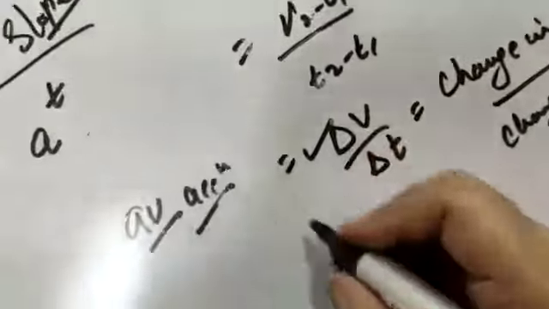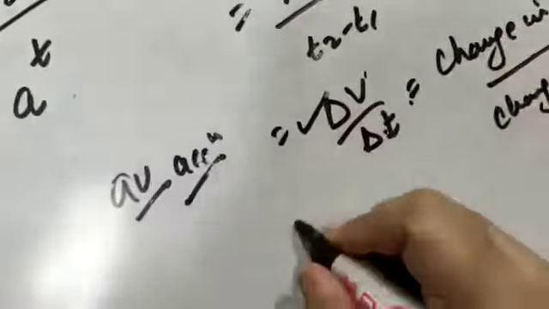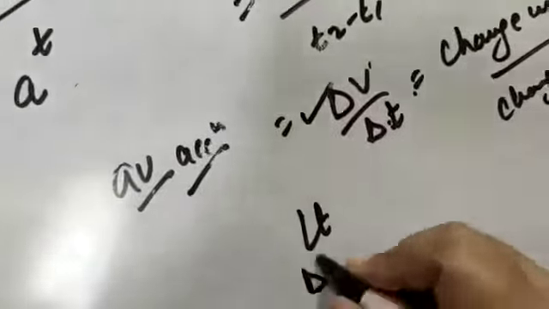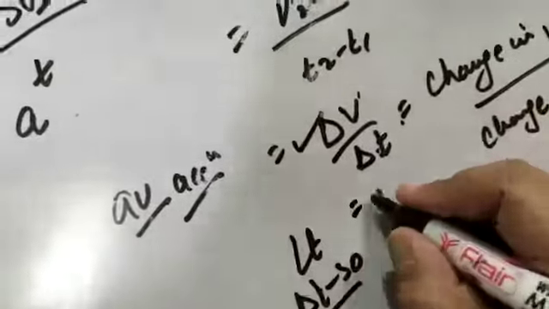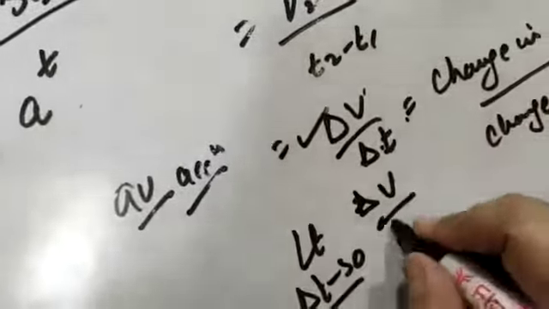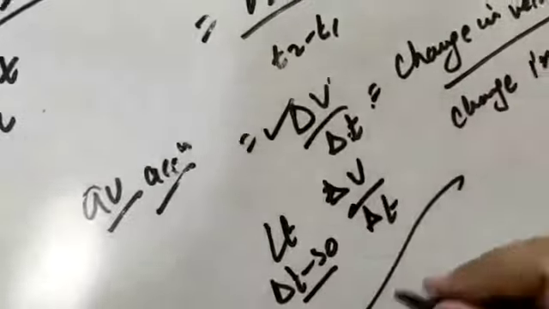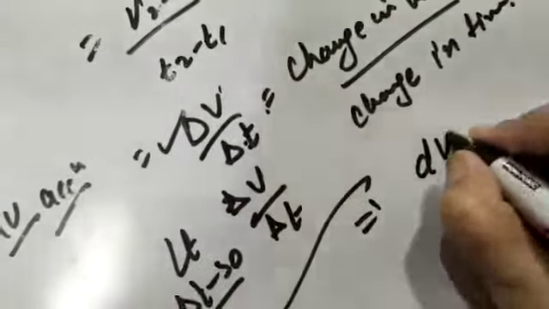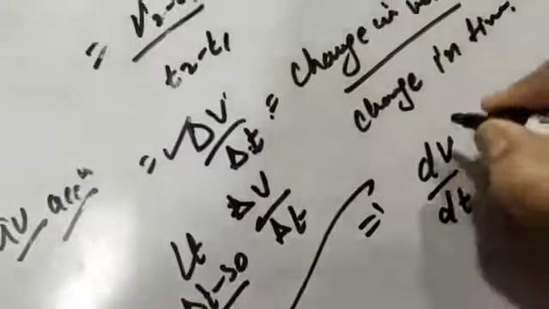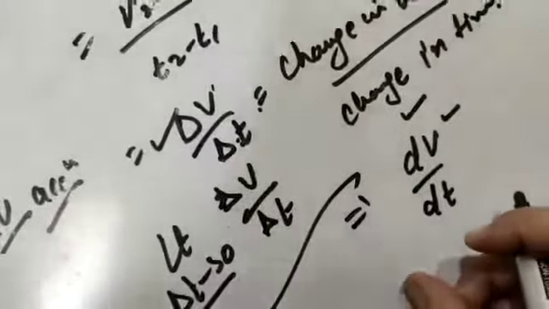So what we get here is the average acceleration, delta v upon delta t. If we write limit delta t approaches 0, meaning at that particular instant of time, the change in velocity upon time gives you the instantaneous value, right? More specifically, when we put the limit, we can write it as dv by dt. D represents the derivative of velocity. Derivative means change in velocity with respect to time.